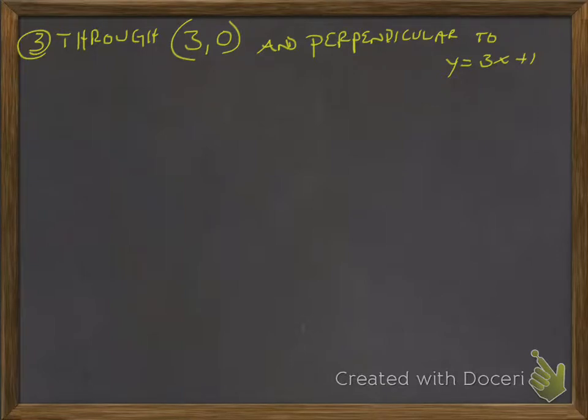This time I'm writing the equation of a line that's through the point 3, 0 and perpendicular to y equals 3x plus 1. Well, the slope of that line is still 3, but because you're looking for the line perpendicular to that, the slope that you're going to use is going to be the negative reciprocal. So the negative, you change the sign. Instead of positive, it's going to be negative. And the reciprocal is you flip the fraction. Instead of 3 over 1, it's going to be 1 over 3. So the slope that you're going to use is negative 1/3. The point is 3, 0.